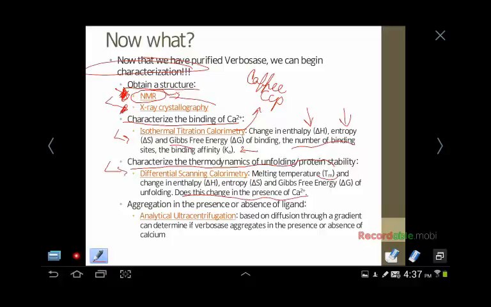Is it easier to melt or is it harder to melt? And so differential scanning calorimetry, what that does is you put the protein in and you slowly heat this system up. And the system constantly monitors the change in heat or the change in the heat capacity of the protein as we heat up. And if there is a change, it will start to plot that change.